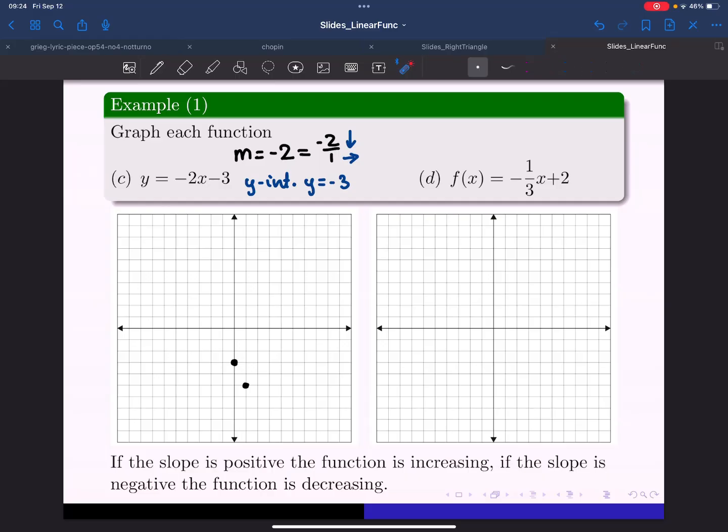And then the same way we would go 1, 2, and 1 unit to the right. And then we have the same point next way. And going the other direction, we can put a couple of points as well. And then we would draw the line passing through those points. So this is the line y is equal to -2x minus 3.